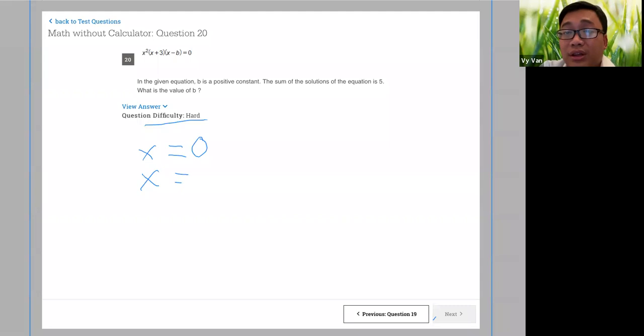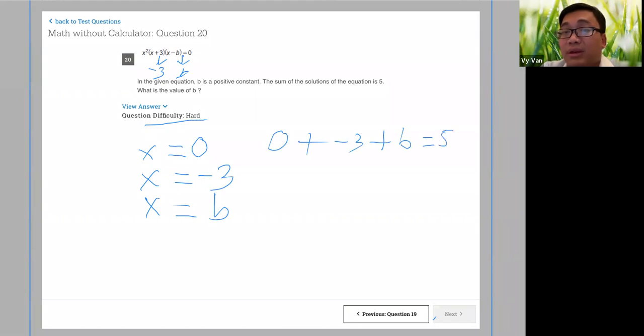And also here, negative 3 is a solution. And then we have b is also a solution. These are the solutions, or these are called the zeros of the function. And it says the sum is equal to 5. What does that mean? 0 plus negative 3 plus b equals 5. They want you to find b. So what is b right here? We know that b is 8, because 8 plus negative 3 is 5.